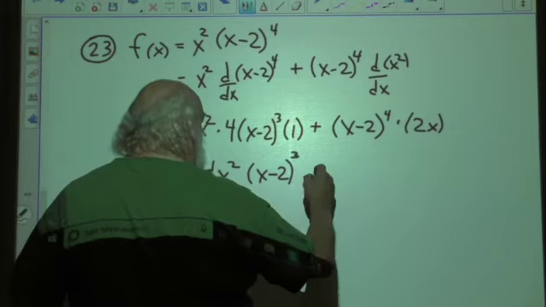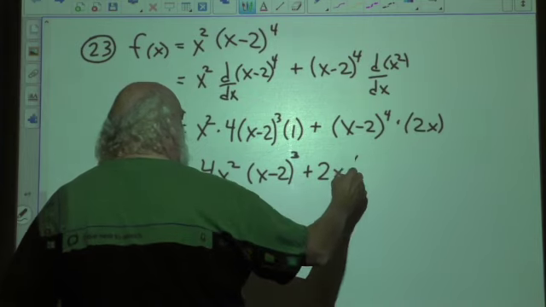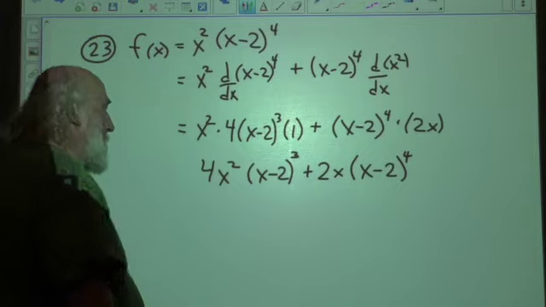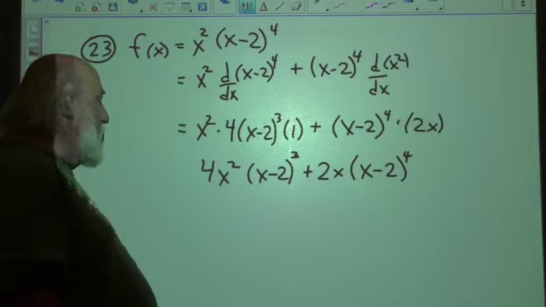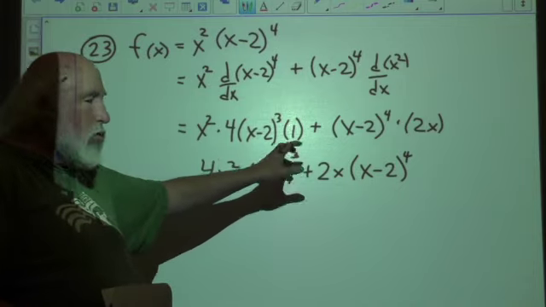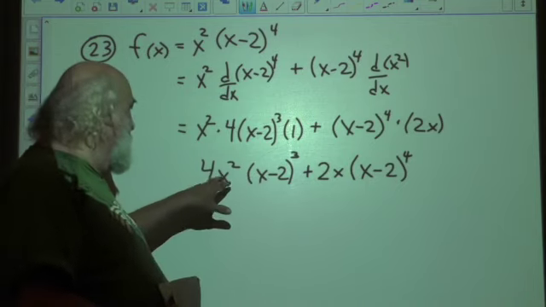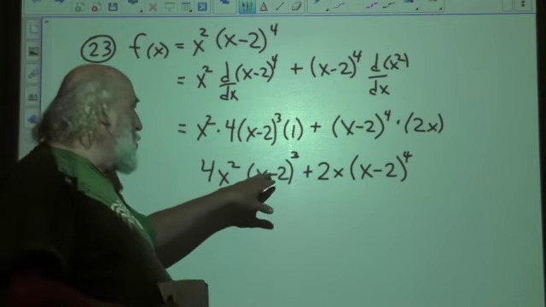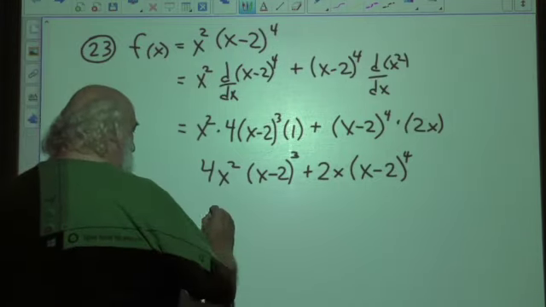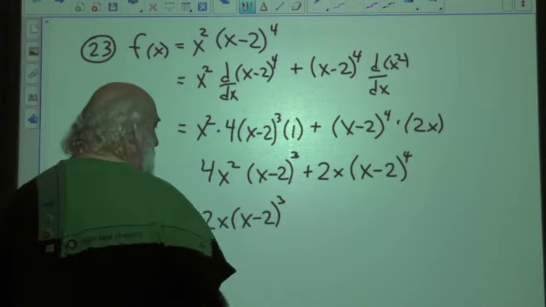Then this becomes 2x times x minus 2 to the fourth power. Now, what we're going to do at this point is find factors common in each one of these two terms. We have a 2 in each term, an x in each term, and 3 x minus 2's in each term. So we're going to factor out 2x times x minus 2 quantity cubed.